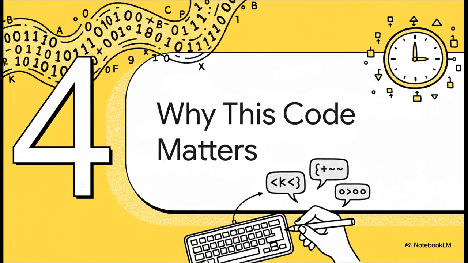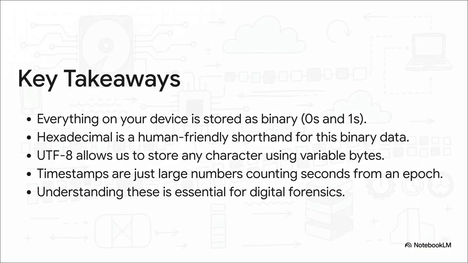Okay, so let's bring it all home. We've gone through binary, hexadecimal, how text is stored, and timestamps. Why does any of this fundamental, low-level stuff actually matter in the real world? Because these are the absolute building blocks of our digital lives. Every single thing on your device, from a silly emoji to a critical piece of evidence in a case, is just a collection of zeros and ones.